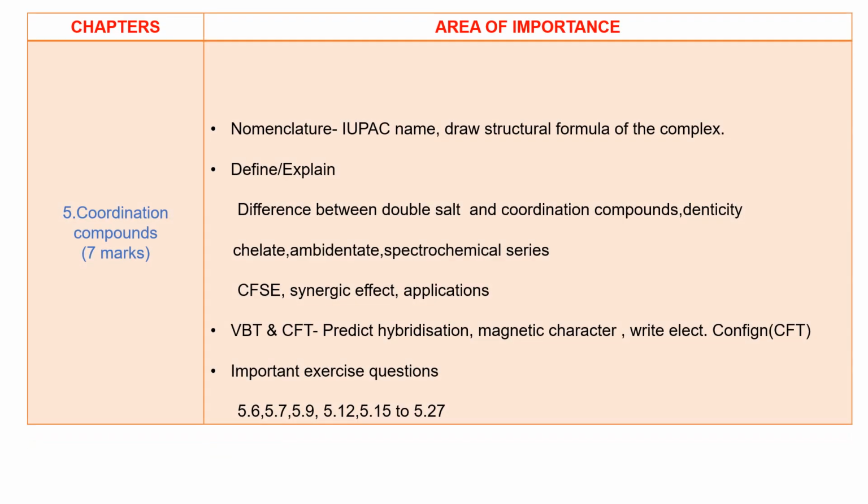Unit 5, Coordination Compounds. 7 marks is allotted for this chapter. Nomenclature of coordination compound is very important in this unit. Either they give the formula and ask the IUPAC name, or give the name and ask to write the formula of the complex. Important definitions like denticity, what is chelate ligand, ambidentate ligand, what is spectrochemical series, difference between double salt and coordination compounds, what is crystal field splitting energy, what is synergic effect, applications.